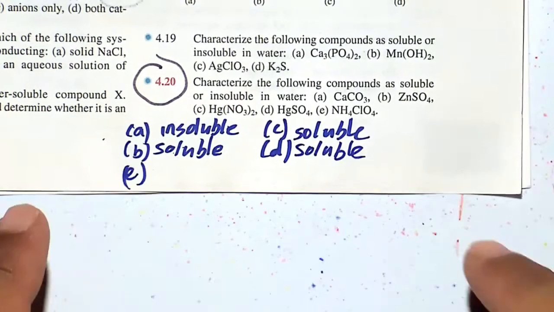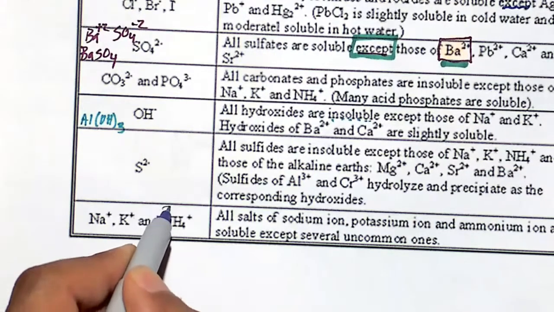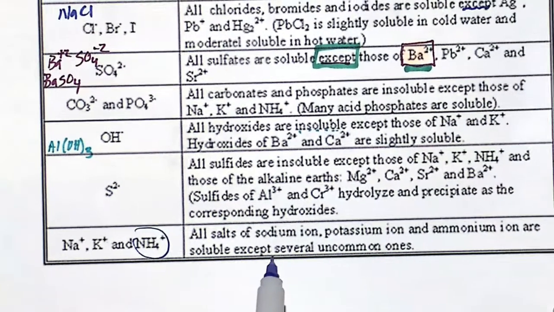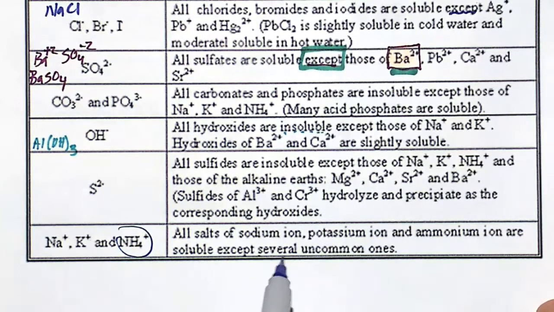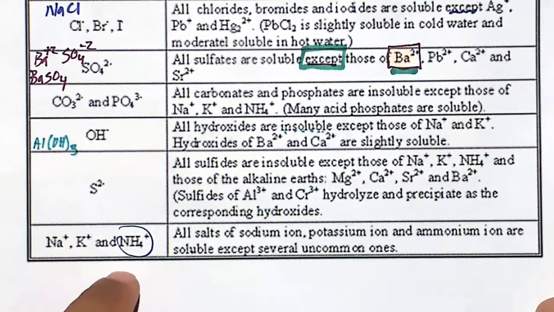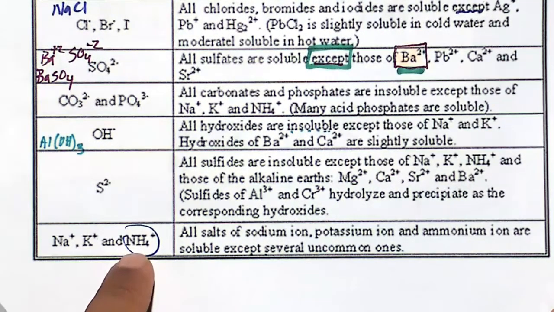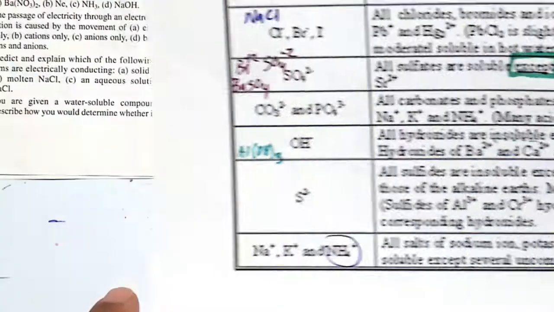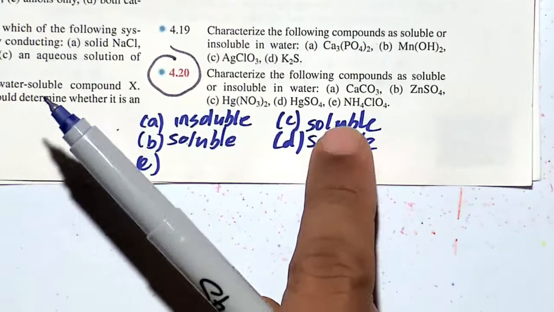And then finally we have ammonium perchlorate. Again, here's ammonia. So all salts of sodium ion, potassium ion, ammonium ion are soluble except several uncommon ones. So ammonium perchlorate will be soluble. So using this here, the ammonium ion solubility, not the perchlorate ion solubility, the answer to this is that it is soluble.